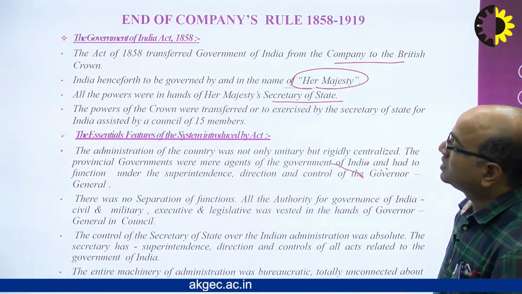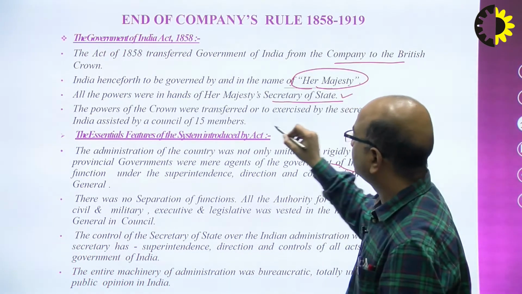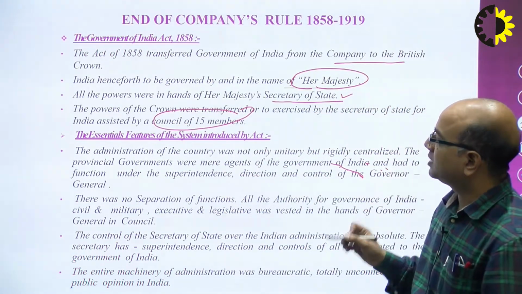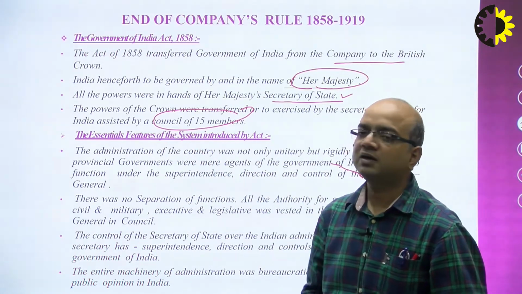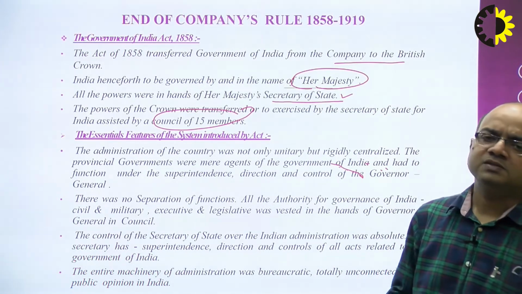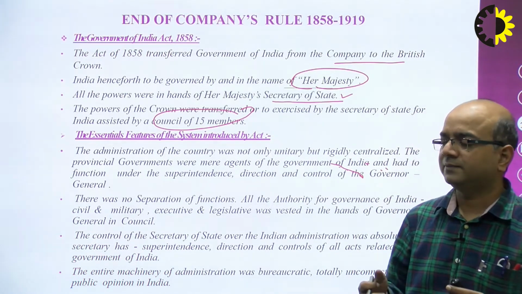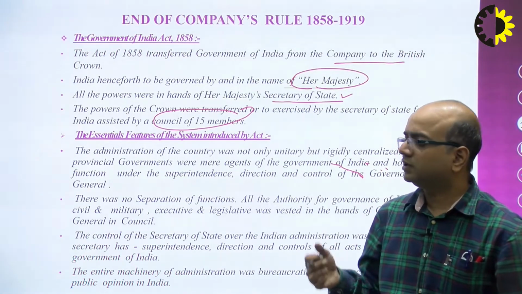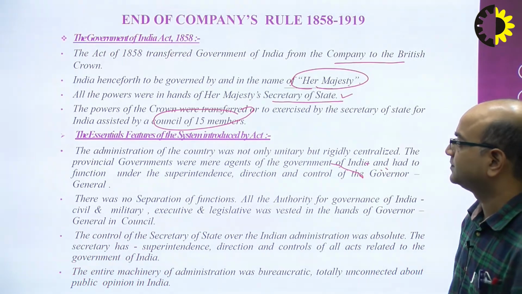assisted by a council of 15 members. So not only this person, but 15 more people were appointed, and when these 15 people combine together, they form a council. We may say that it is very similar to our present cabinet structure, in which people are appointed and given various portfolios so that they can utilize their expertise in those areas and help in forming policies.